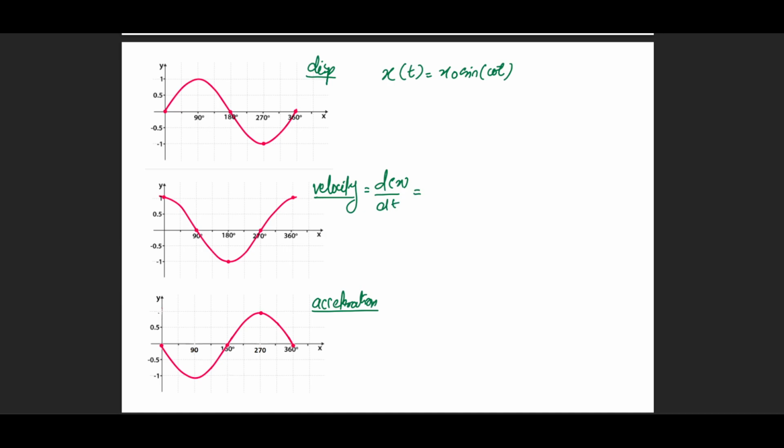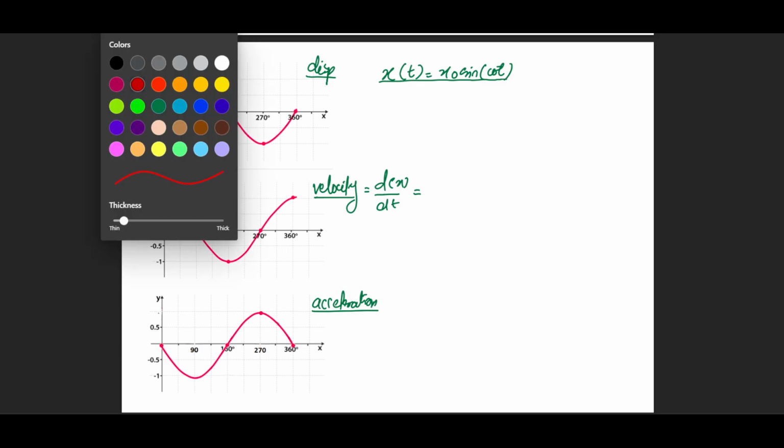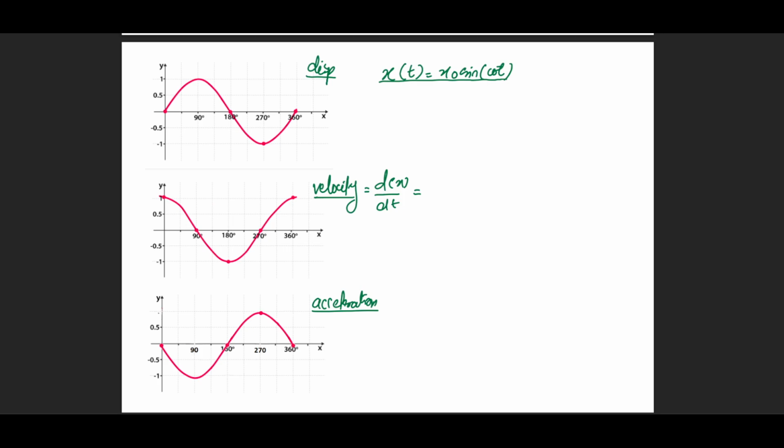So if I take the derivative of this function, which is already given to me, then that becomes, you need some mathematical knowledge to do this. This becomes x naught. Then we have the derivative of the sine function, which is cos of omega t. The whole function comes as it is.